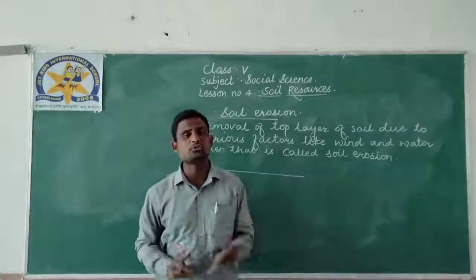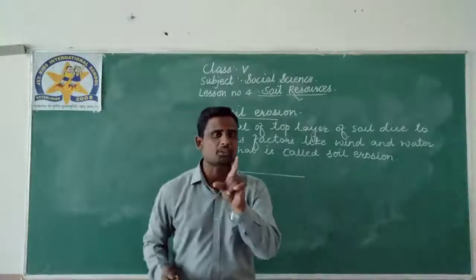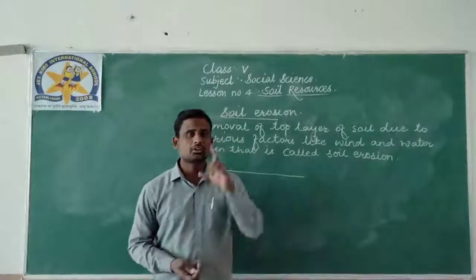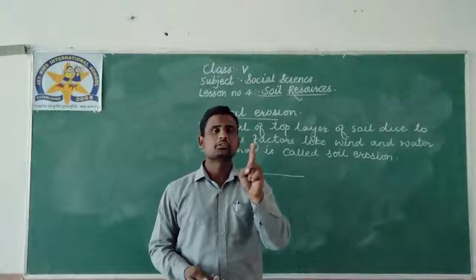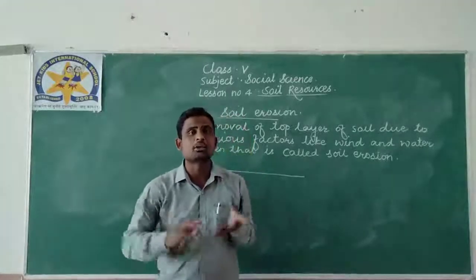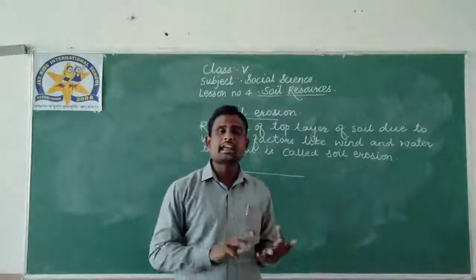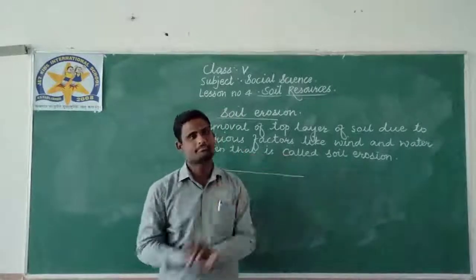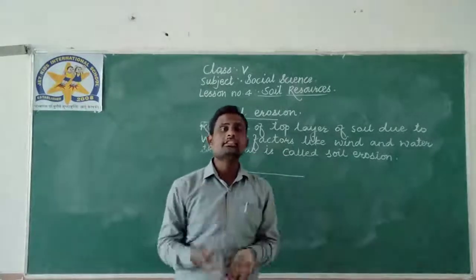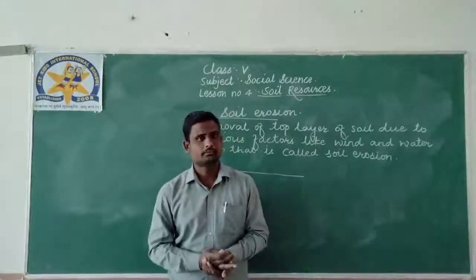First of all, we have seen soil is a very important natural resource, because soil helps plants and animals for their survival. It means the life of plants and animals depends on the soil. Human beings also depend on the soil.